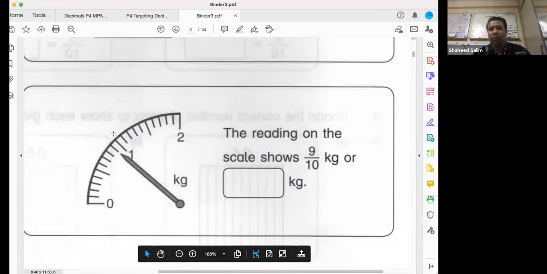What happened to Ustaz Shafia? Ustaz Shafia might be, let's see. Yes, it's supposed to be in decimal. It has to be decimal. That's why we are doing the topic on decimal. So that's why you need to know in decimal.